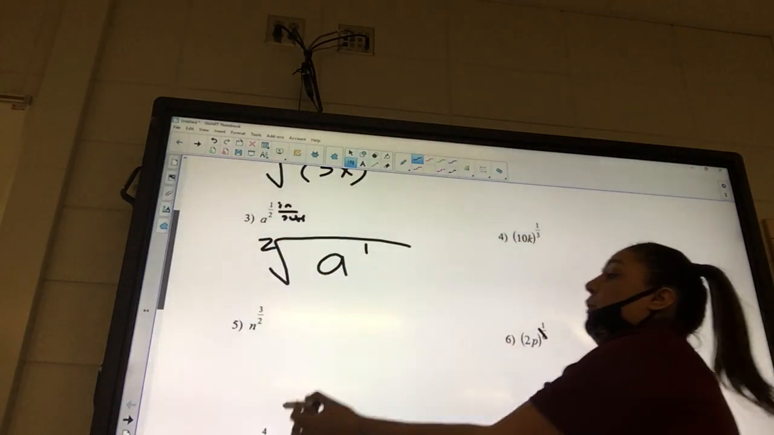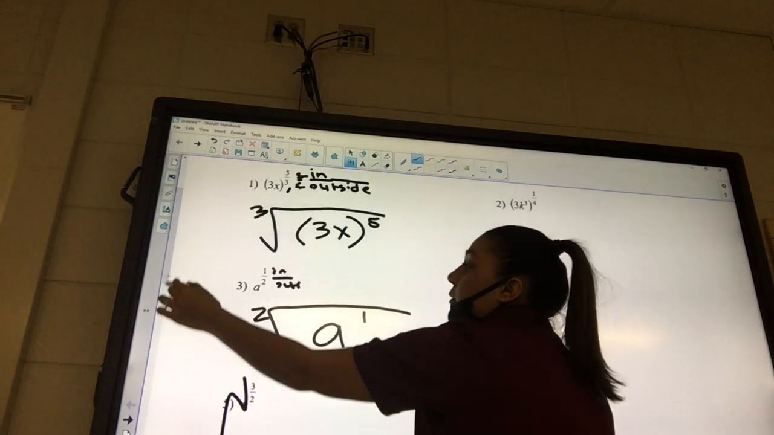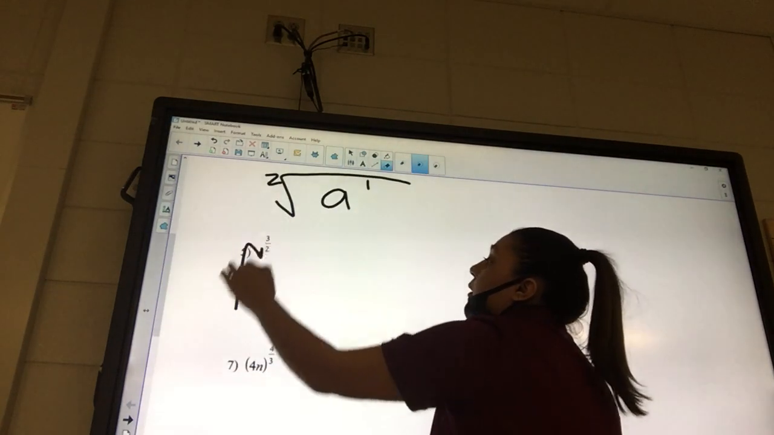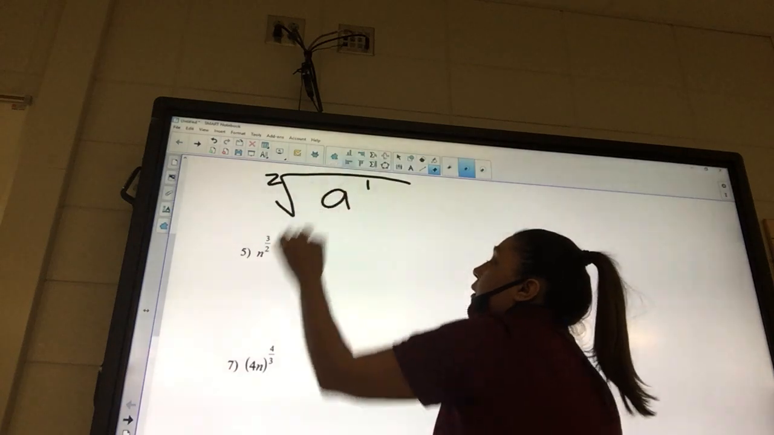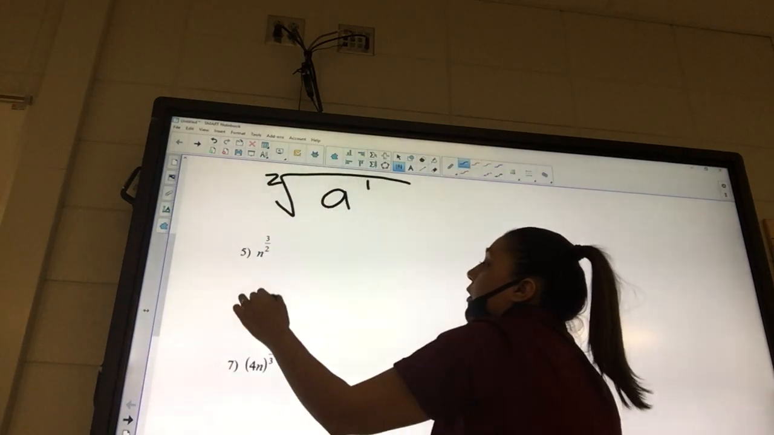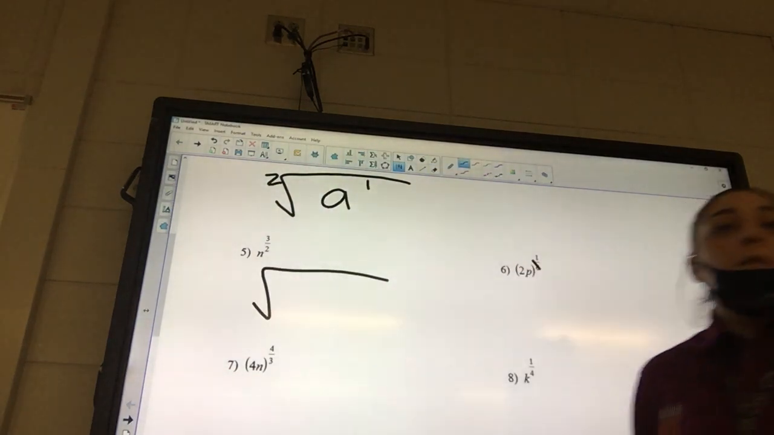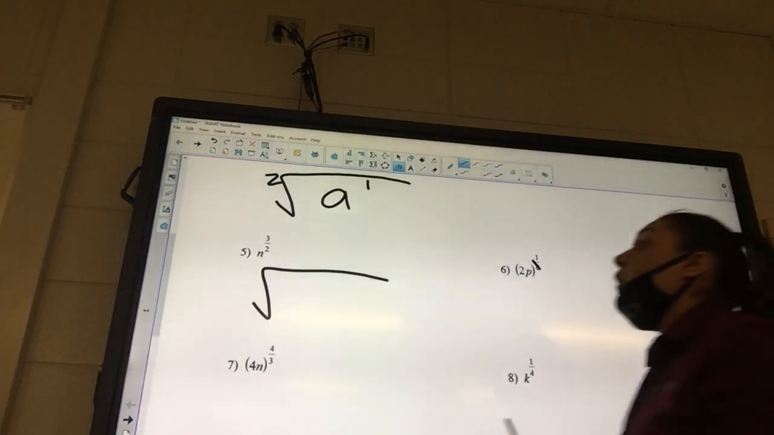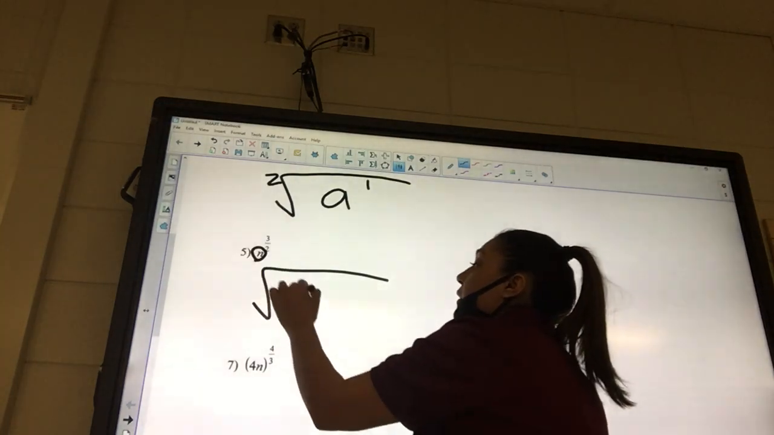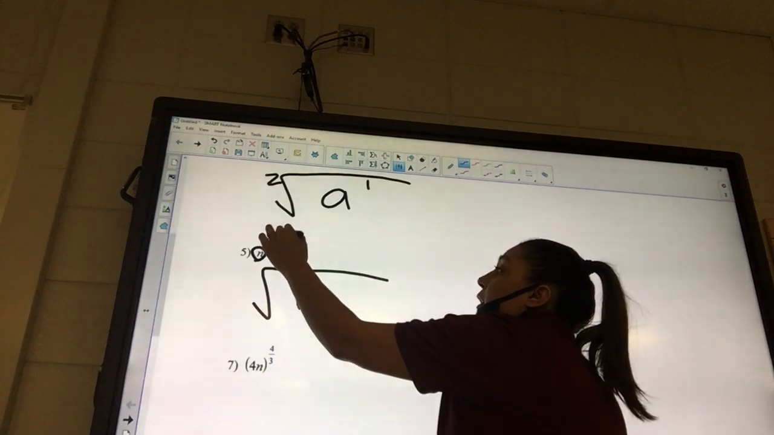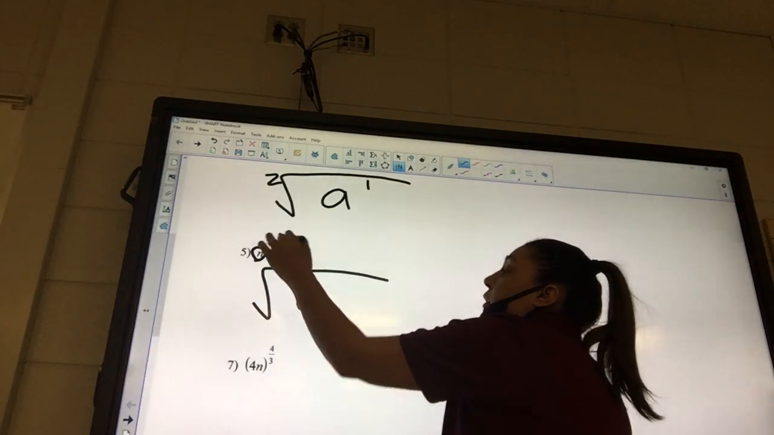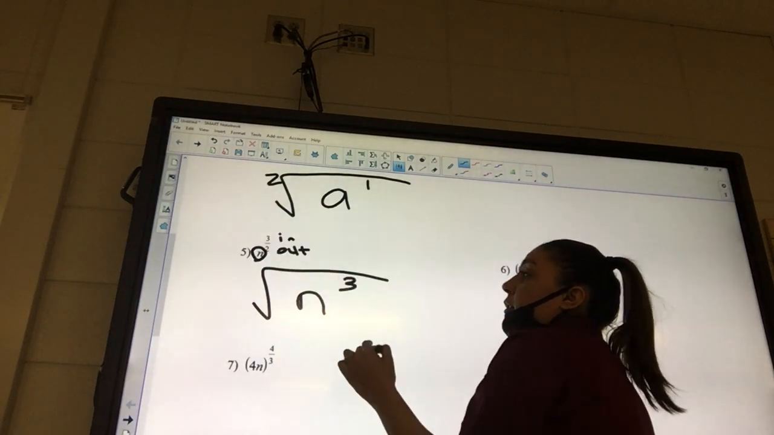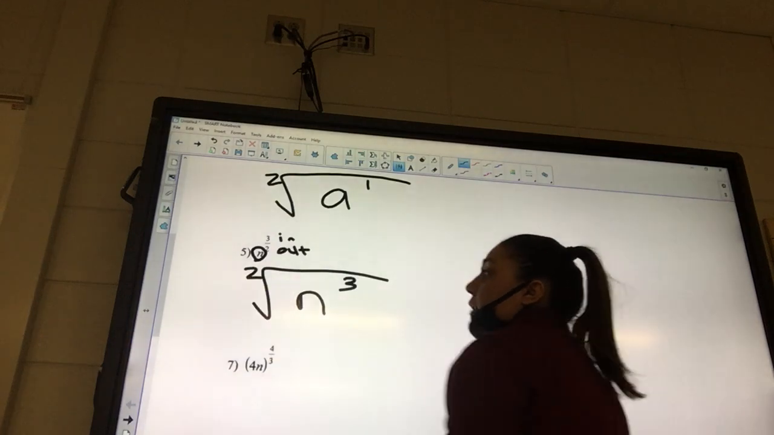Okay, this is in exponential. We're going to radical form. You draw your house. We put this stuff on the inside, so the N goes on the inside, and then we do inside, outside. So the 3 goes on the inside, and a 2 goes on the outside.